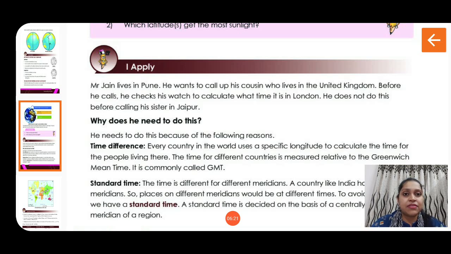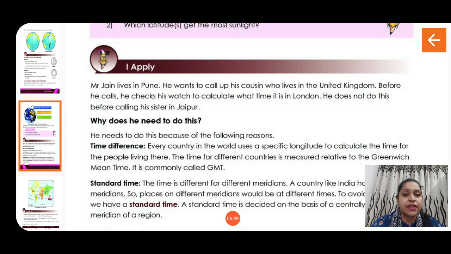The prime meridian passes through Greenwich, and the time of the prime meridian, which is also called Greenwich Mean Time, is followed all over the world. Remember, the prime meridian is a longitude.